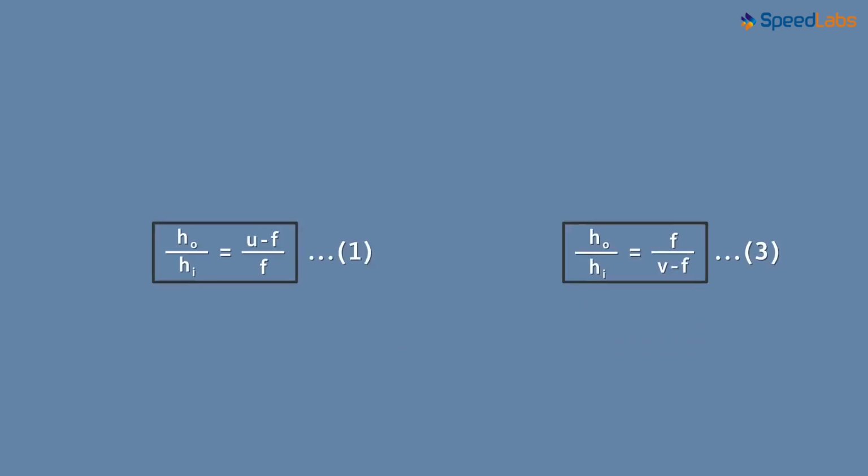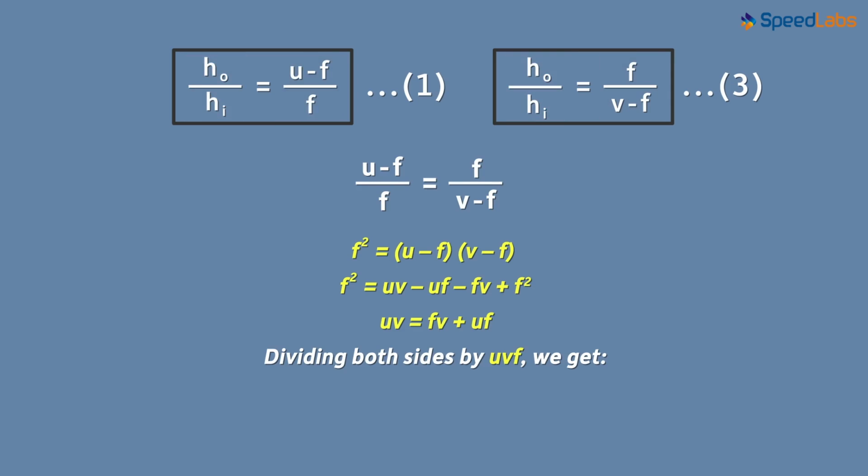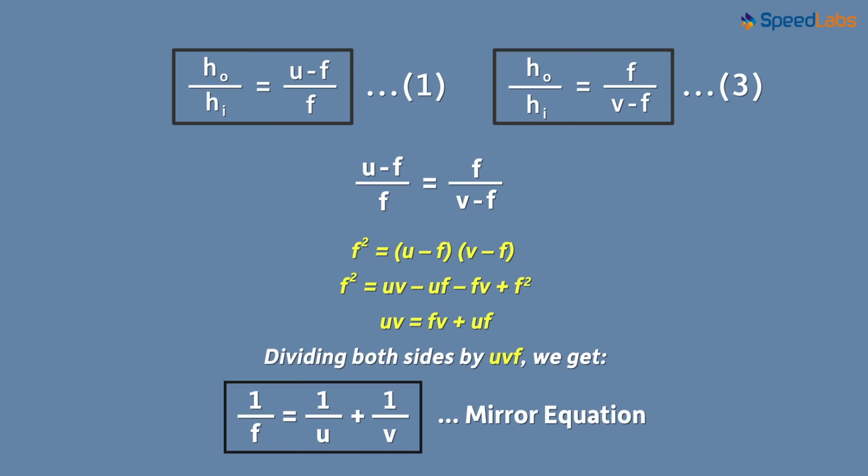So we have these 2 equations now with us. They both have the same term on one side of the equal to sign, so the other 2 sides will be equal. Cross-multiplying and solving further will finally give us the required mirror formula. Finally, we have our mirror equation in front of us. It was fun to derive it, wasn't it? However, this is not the only way to derive the mirror equation.